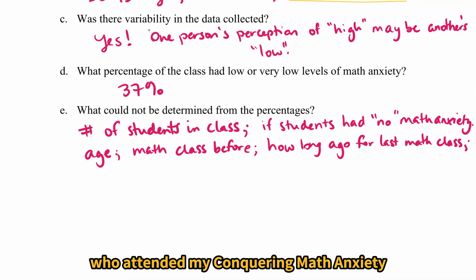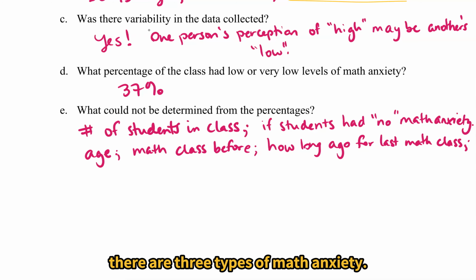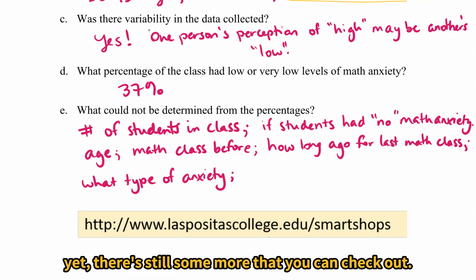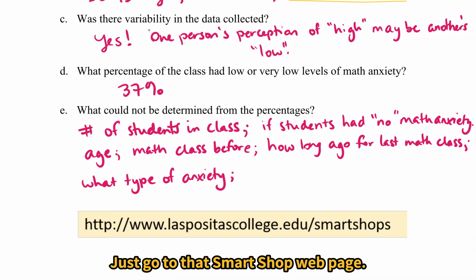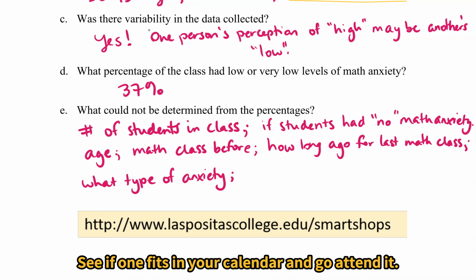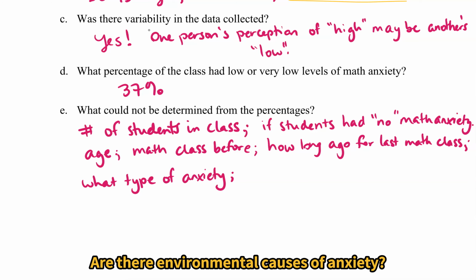For those of you who attended my Conquering Math Anxiety Smart Shop, you learned there are 3 types of math anxiety. If you haven't attended it yet, there's still some more that you can check out. Just go to that Smart Shop webpage, look at the calendar, or see if one fits in your calendar, and go attend it. Other environmental causes of anxiety.